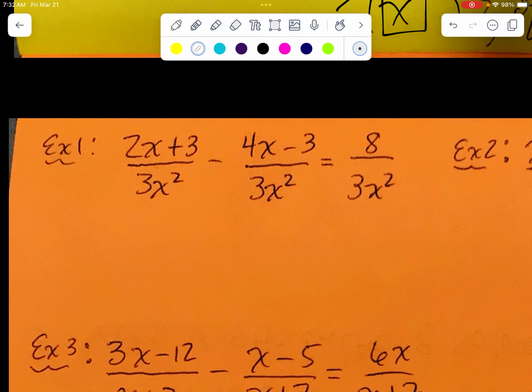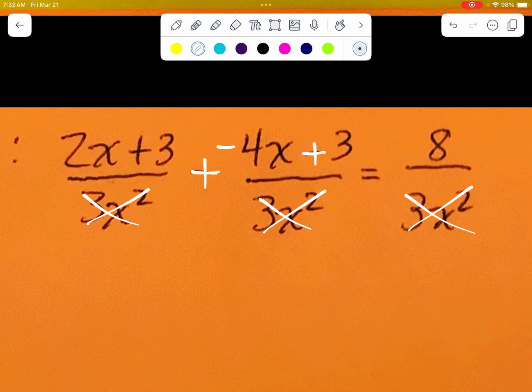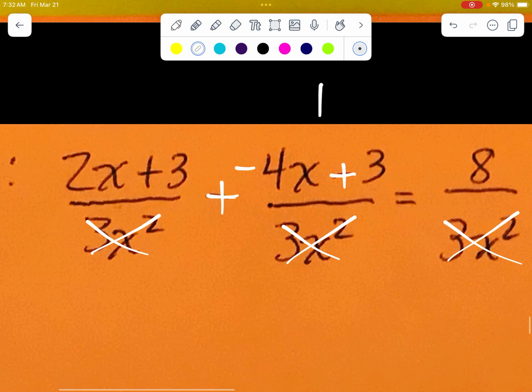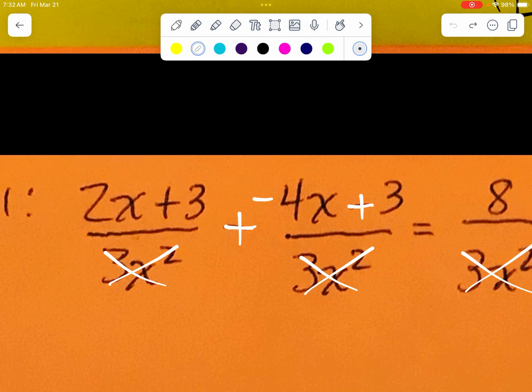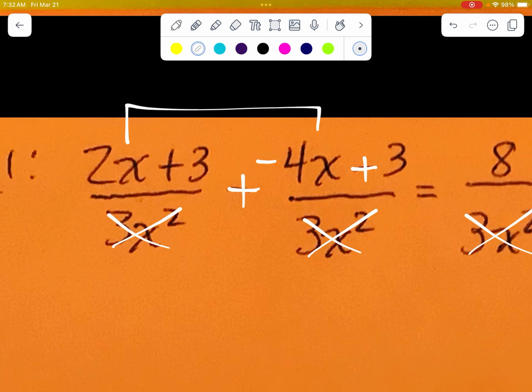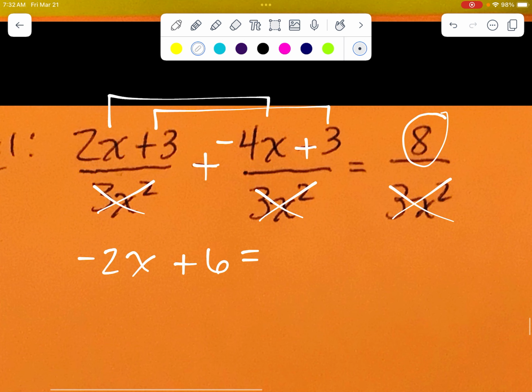You can see that the denominators here, 3x squared, 3x squared, and 3x squared, we can cross those out. Let's apply what is called the -1 rule. So we take this subtraction and we add it. 4x becomes negative. -3 becomes positive. We are only applying the -1 rule to this section right here that is being subtracted. Let's combine like terms. The x's are going to go together. 2x minus 4x is -2x. Put your 3's together. 3 plus 3 is +6, so we add it, and that's equal to 8.